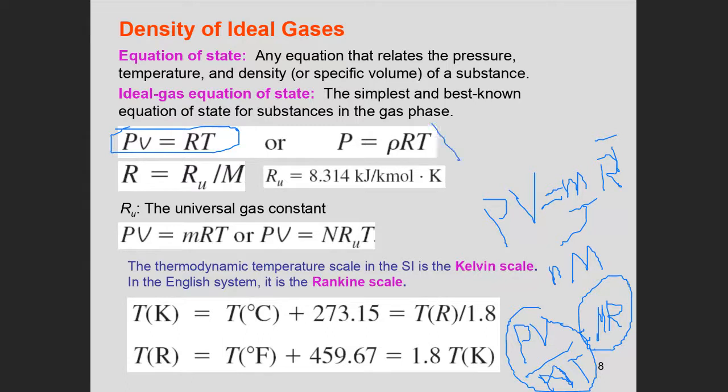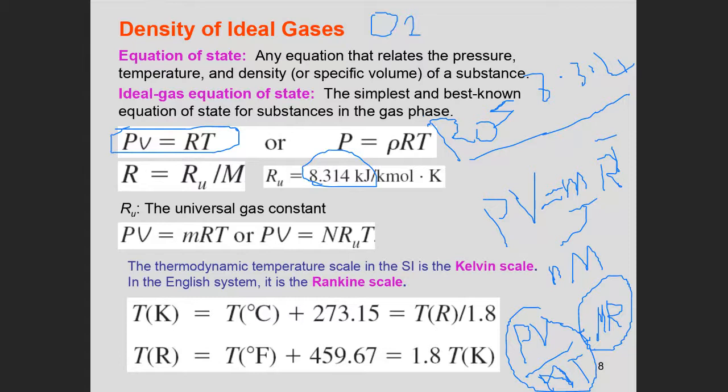R naught, the universal gas constant, which is equal to what, guys? 8.314. Here it is. So this is the universal gas constant. If you want to get a gas constant, let us say for oxygen, you have to divide 8.314 by what, guys? Assume I want R for O2.